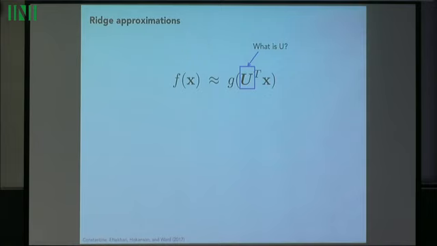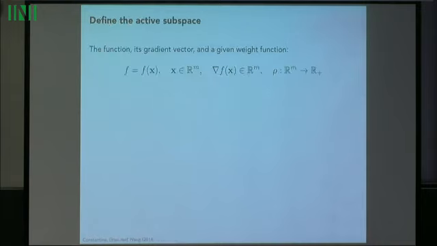You see structure like this, you can ask questions like, what is this matrix U, or what are these important directions? What is this function G? And then finally, how do you measure this approximation error? So the only thing that I'll talk about is how do you find these important directions?